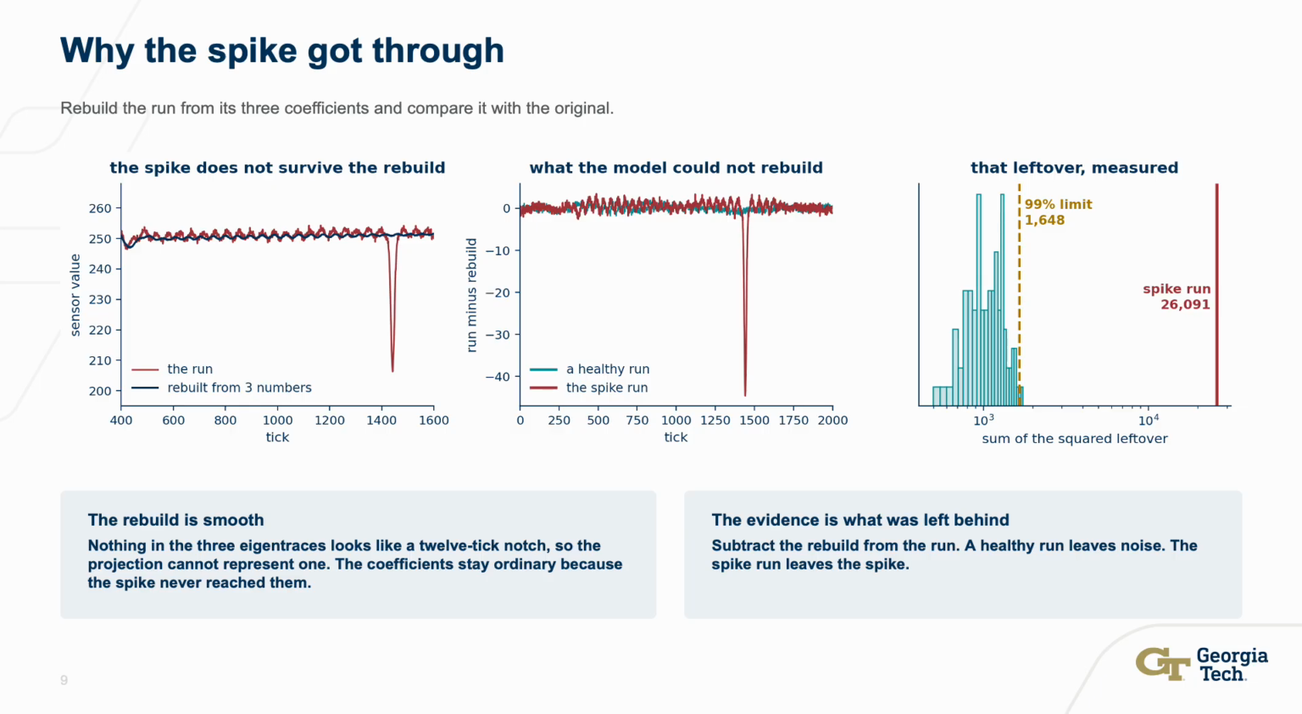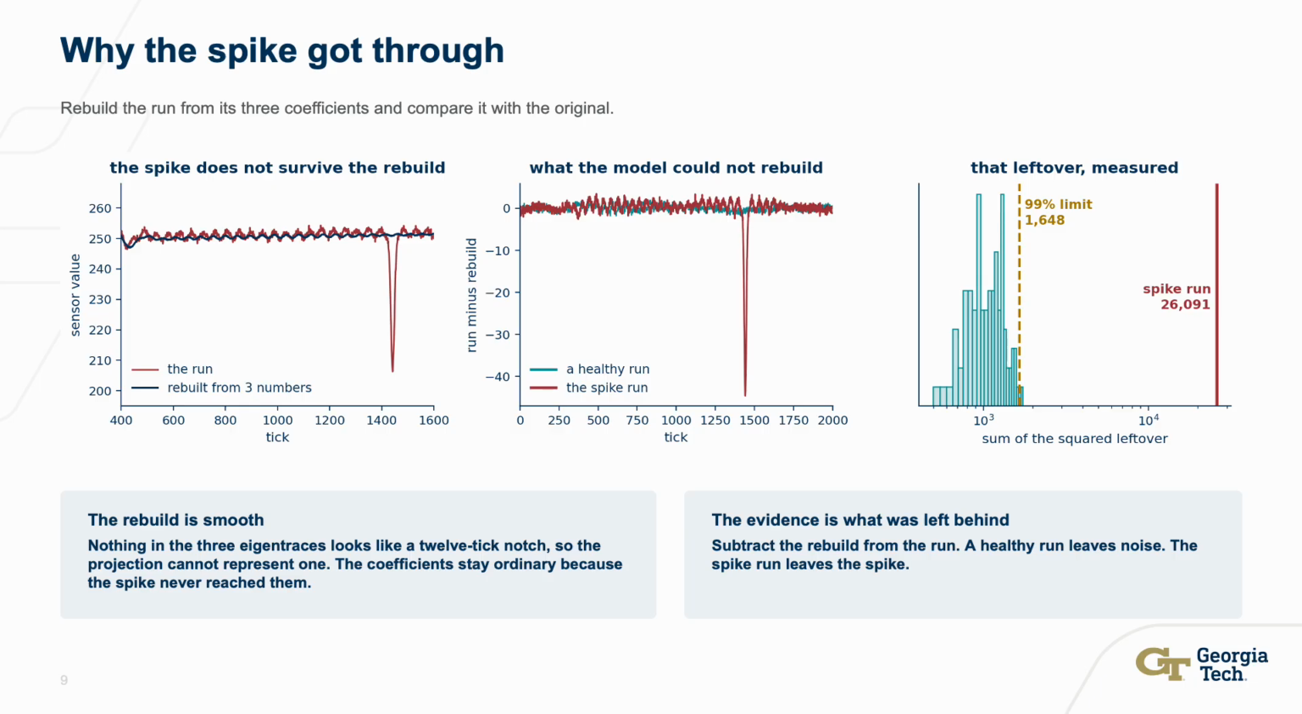It is worth noting how general this is. The argument had nothing to do with the spike specifically. It only used one property of the model, that it can reproduce combinations of 3 fixed smooth shapes and nothing else. Any fault whose signature lies outside the span of those shapes will be discarded in the same way and leave the coefficients untouched. That tells you which faults to expect trouble with before you test any of them. Anything narrow in time, anything high frequency, anything with a shape that the healthy population never produced. Conversely, faults that move a quantity the model already tracks will show up in the coefficients, because those were exactly the directions the model spans.